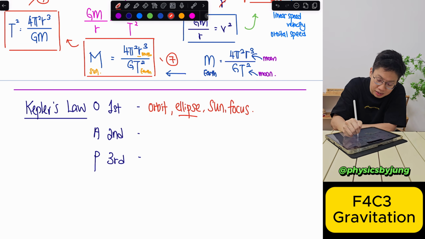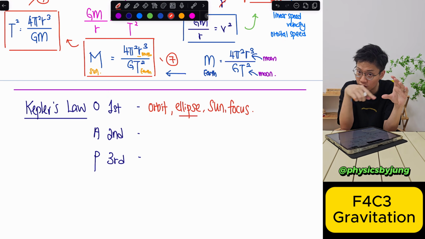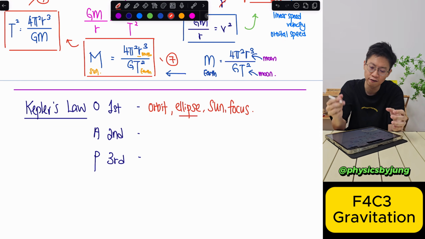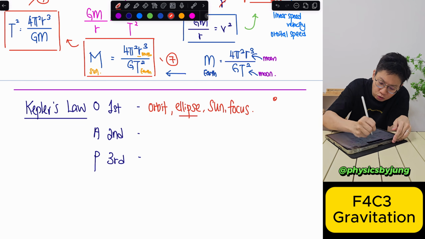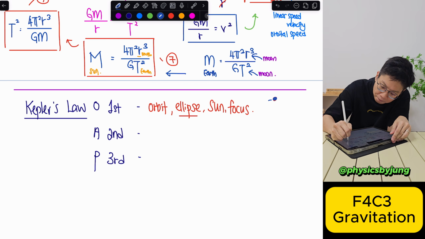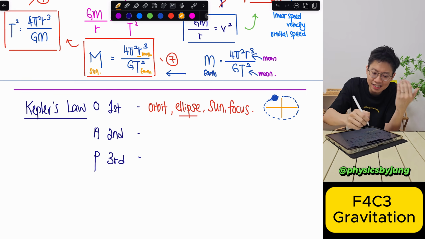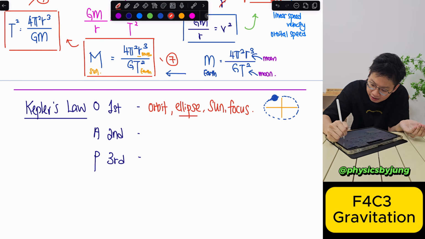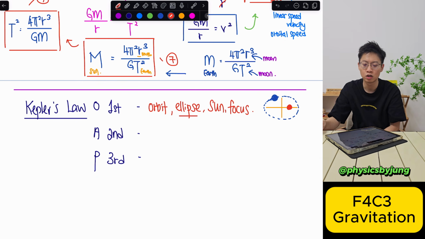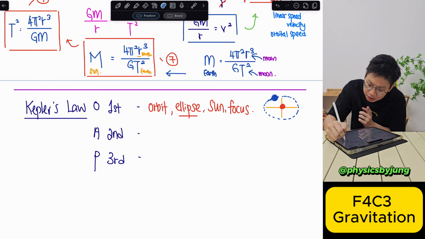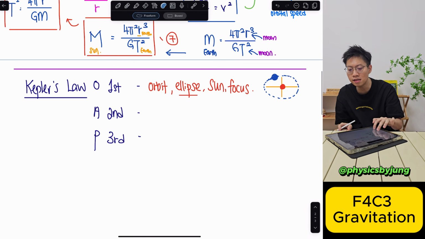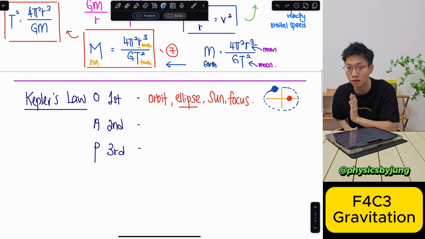What do you mean by ellipse? Ellipse is the oval shape. What do you mean by focus? Focus is that usually if you look at the orbit of your planet, imagine this is the orbit, your sun will be slightly on one side. Maybe it will be here, on one side. So it will definitely not be in the center, in the middle. Definitely not that way.